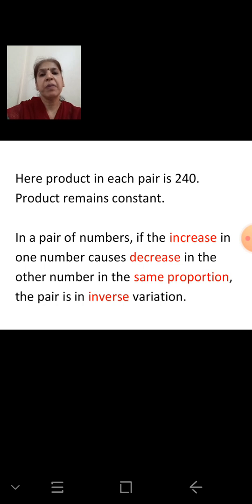And what we have to keep in mind? Product is constant. So in a pair of numbers, if the increase in one number causes a decrease in the other in the same proportion, that is important, same proportion, then this is known as inverse variation. It is inverse. One increasing, other decreasing. So now what we will be studying is inverse variation, and keeping in mind what is constant? Product is constant.